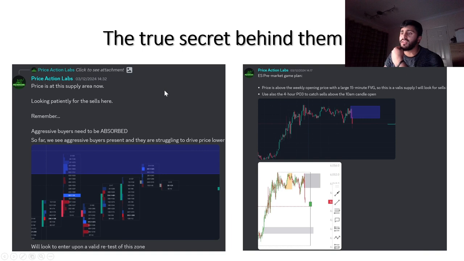We have the same thing over here, right? So price is at a supply area. Your job is to patiently wait for sales. Now, what does it mean to patiently wait? You have to wait for price to patiently get to the level. If we're at a supply level, you want to see aggressive buyers fail to drive price higher, and you take advantage as the level holds after aggressive buyers have been absorbed.